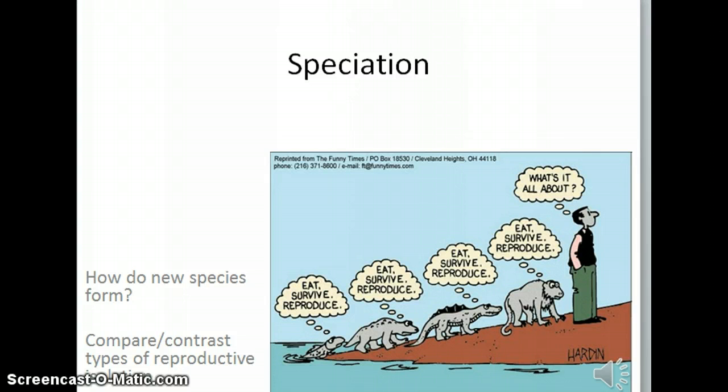By the end of this lecture, you should be able to describe how new species form and compare and contrast different types of reproductive isolation. I'm also going to ask you at the end if you can explain what's accurate and what's inaccurate about this cartoon. So be thinking about that as you go along.